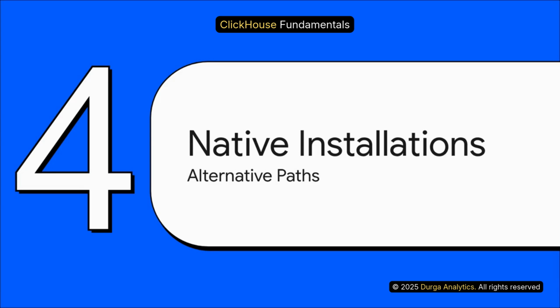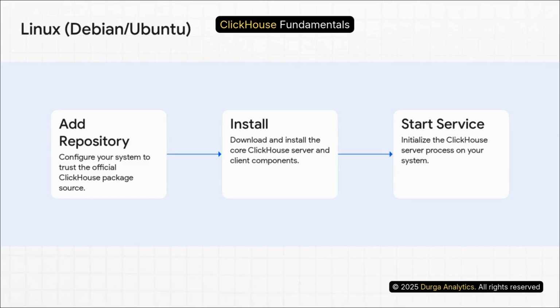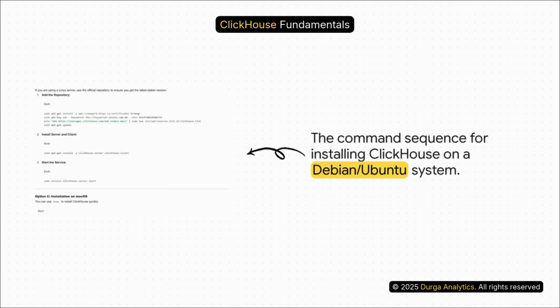Now, what if you're not using Docker? Totally fine. If you're on a Linux server or a Mac and you want to install it directly, that is a perfectly valid production-grade way to go. So let's take a quick look at how that works. If you're on a Debian-based system like Ubuntu, it's a pretty standard three-step dance. First, you tell your system where to find the official ClickHouse packages. Second, you use your package manager to install the server and the client. And finally, you just start it up as a system service. And here they are.